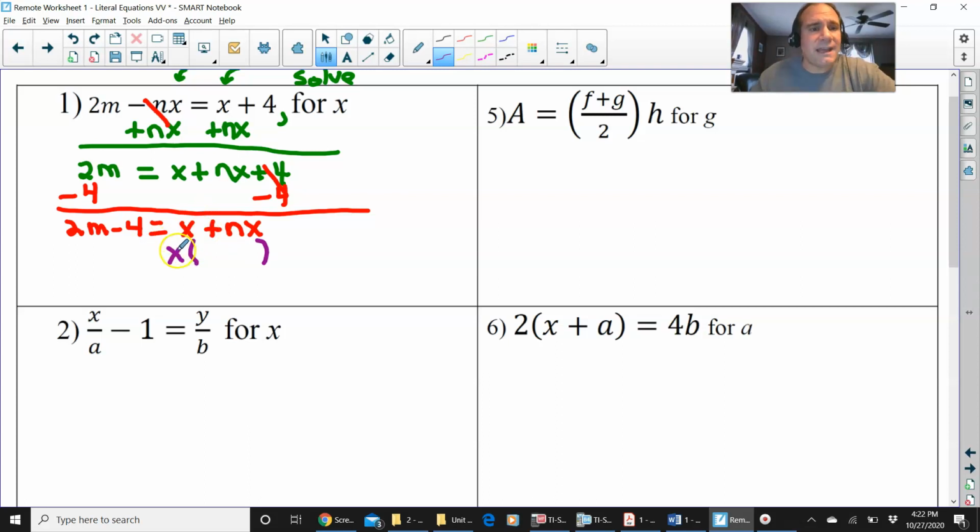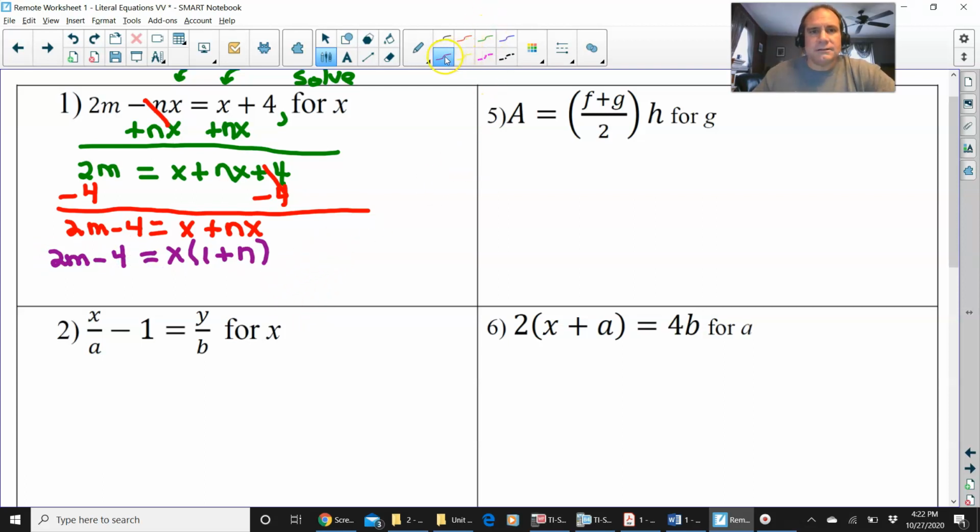I'm going to ask myself, x times what equals x? What do I have to put here? If you said 1, x times 1 equals x. x times what equals nx? x times n equals nx. Then I'm going to go like this, 2m minus 4.